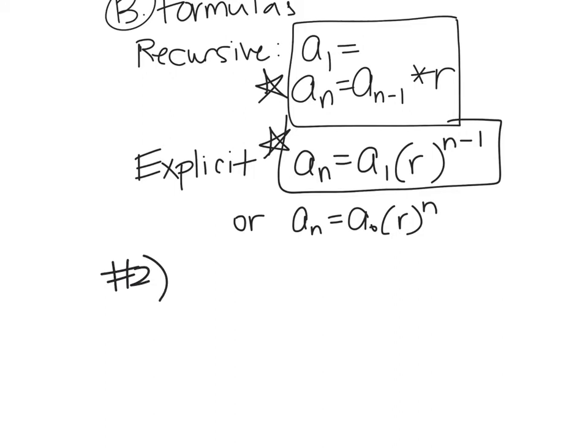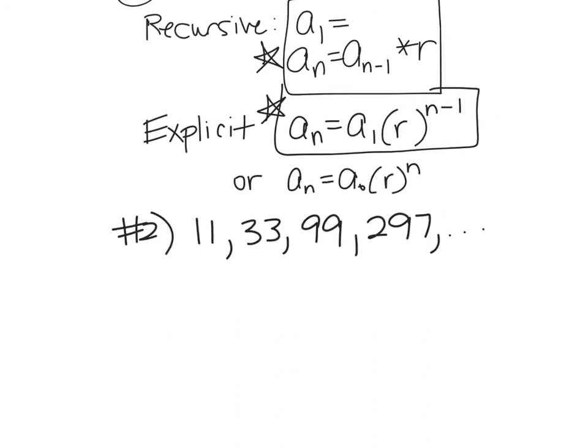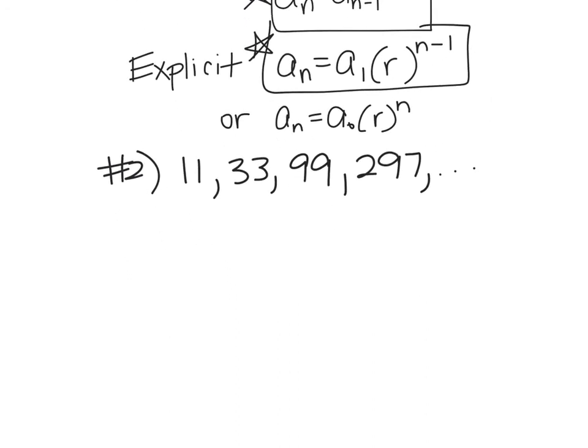Number 2. All right, so here is a sequence. 11, 33, 99, 297. See how quickly these increase? Very quickly, right? What we're going to do is write a recursive formula and an explicit formula. And with explicit, we don't have to do any simplifying, just leave it as is.